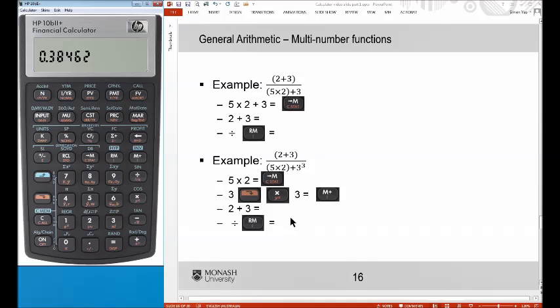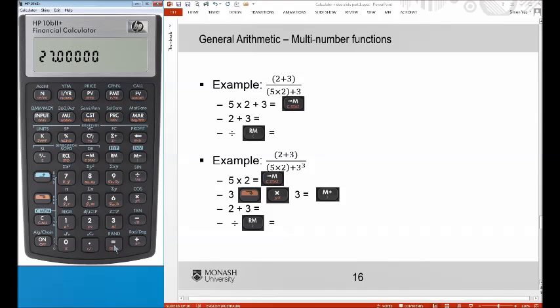In the next example, first of all, we need to clear our memory. And same thing, we need to start with the denominator. 5 times 2 equals 10, and we store it into the new memory by clicking arrow M. Then we have 3 cubed here. So 3 to the power of 3 equals 27.